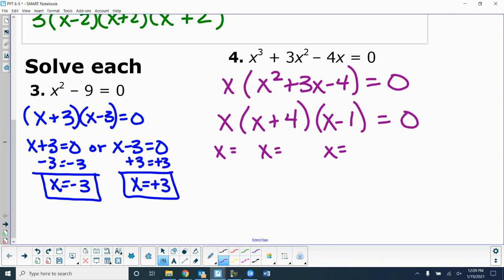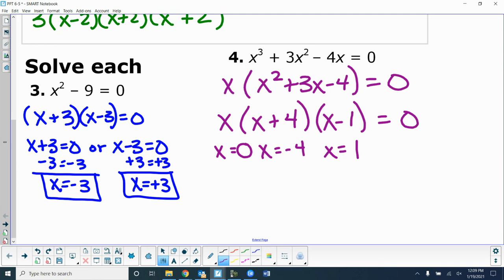What's this one? Wrong. Negative 4. This one? 1. What's this one? 1. 0. Okay.